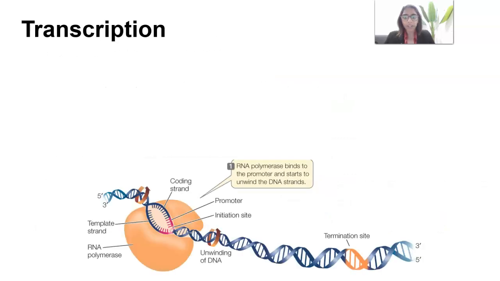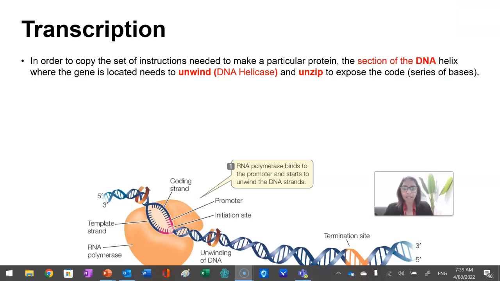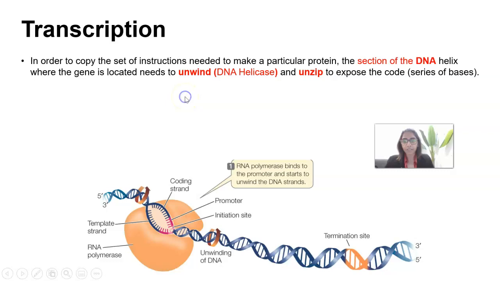All right, so now we're going to start looking at the process of transcription. So remember, all of this happens inside the nucleus of a cell. First thing we're going to be looking at is the fact that in order to copy a set of instructions, we need to look at the source code. So the source code is a section of DNA that codes for a particular gene.